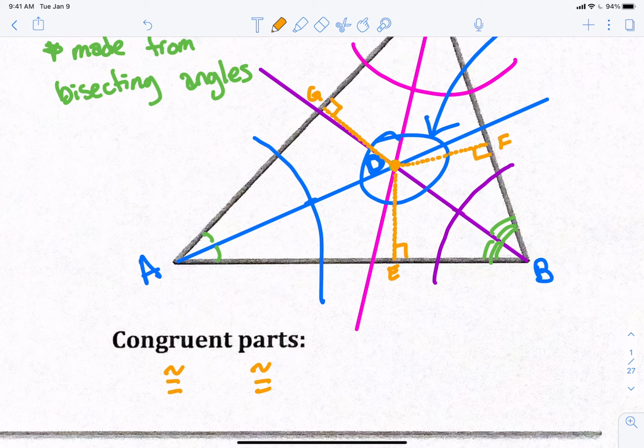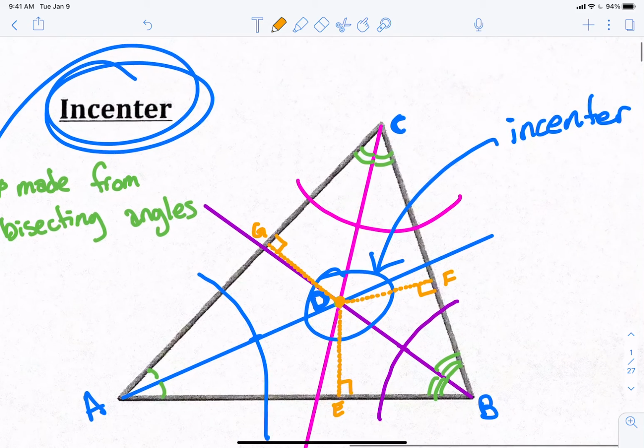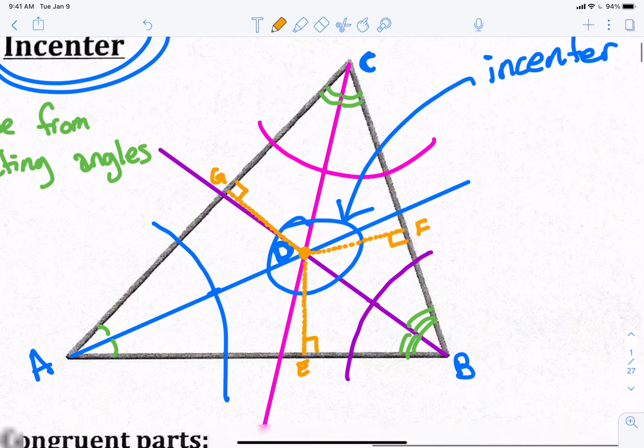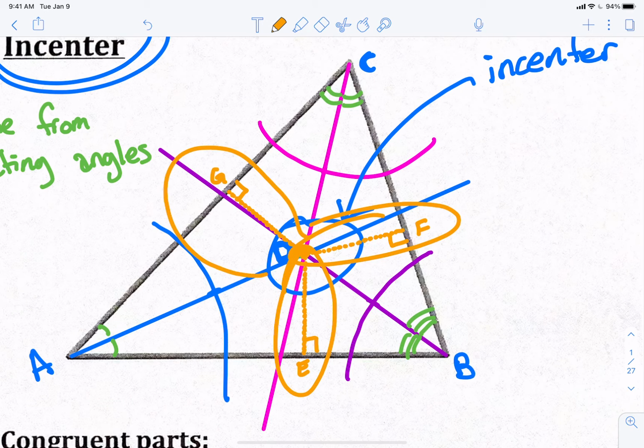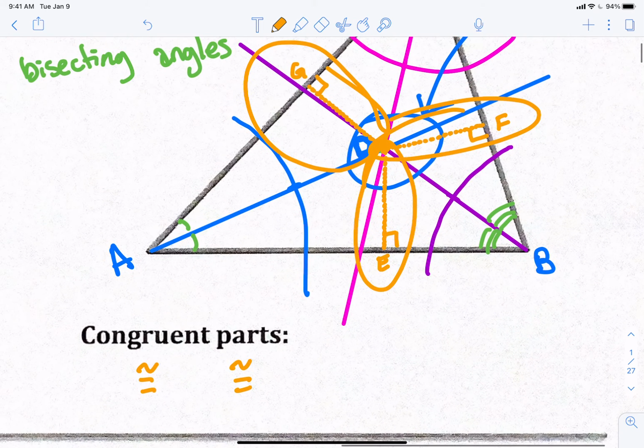Things that are congruent to each other. Okay, almost done with this. We bisected the angles here. We split the angles exactly in half. But the orange lines that I've drawn to each one of the sides, check those babies out. This guy right here, and this guy right here, and this guy right here. Do those look the same length? Yep. You betcha, they are. So what's congruent to each other?